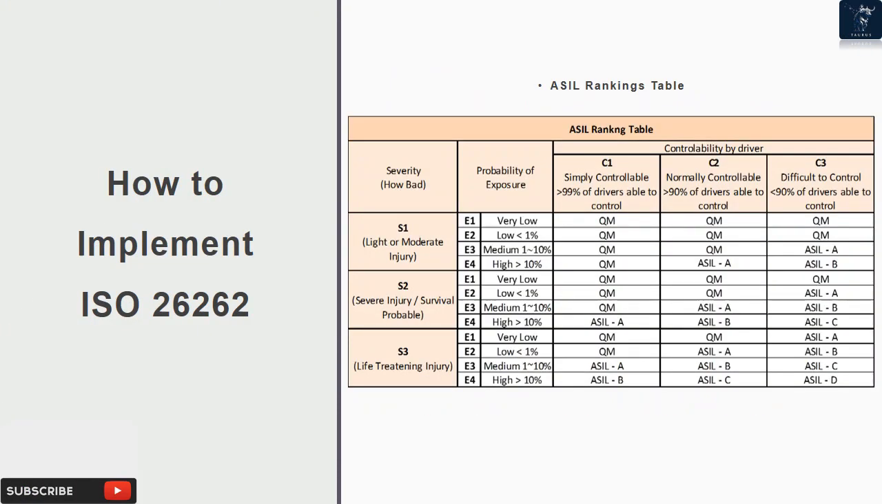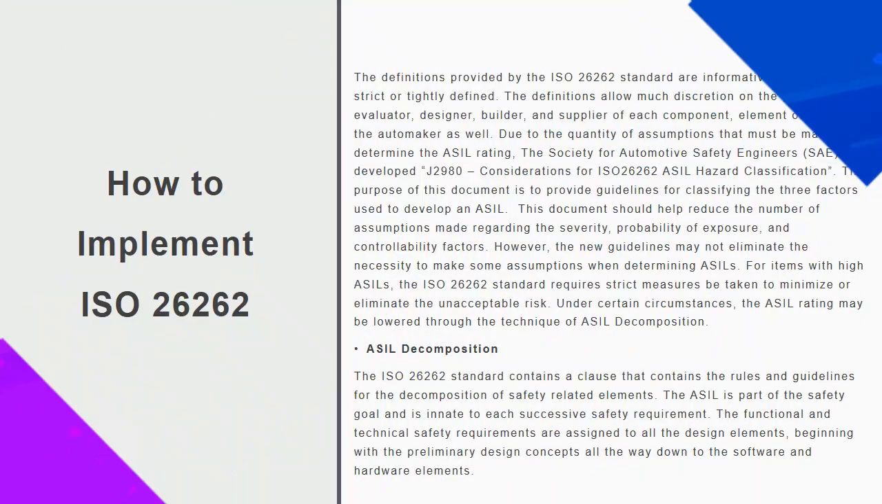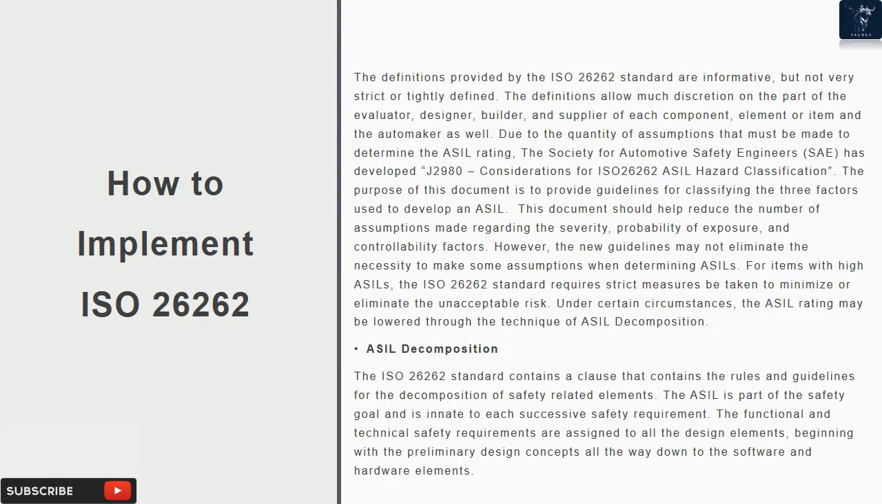ISO 26262 Rankings and Guidelines. The definitions provided by the ISO 26262 standard are informative, but not very strict or tightly defined. The definitions allow much discretion on the part of the evaluator, designer, builder, and supplier of each component, element or item, and the automaker as well.